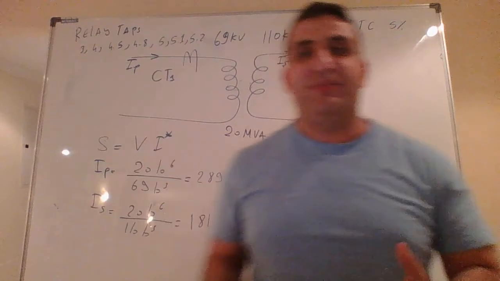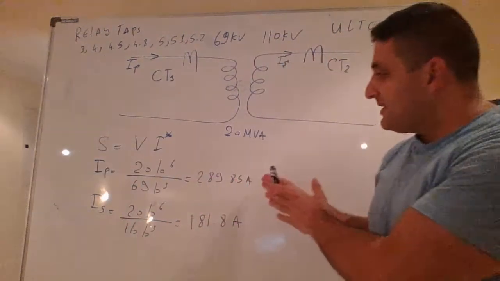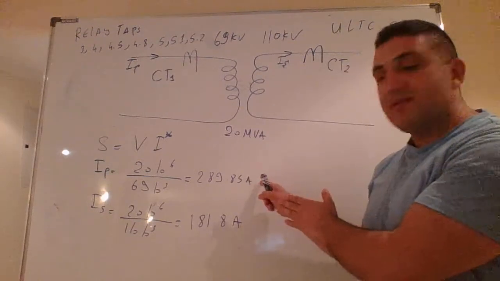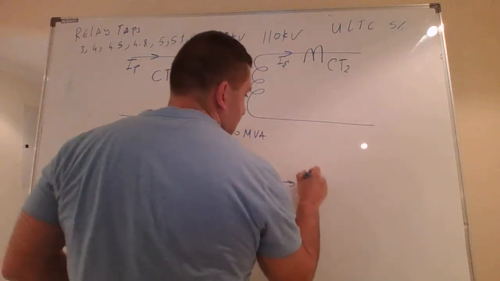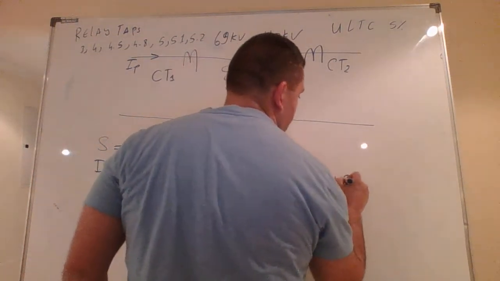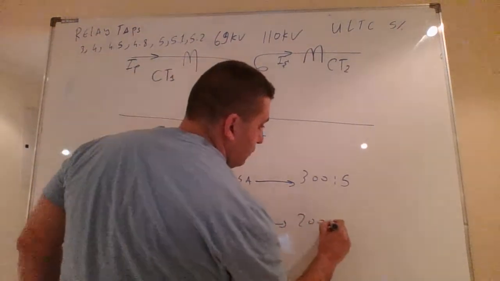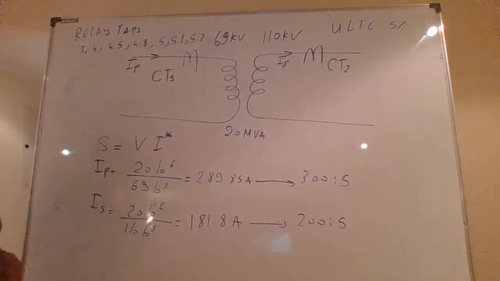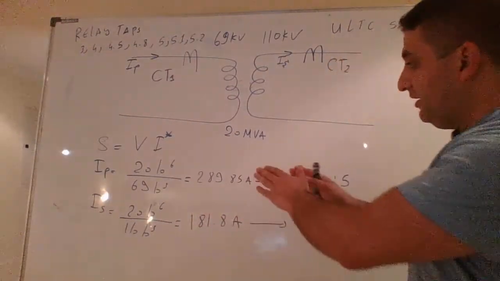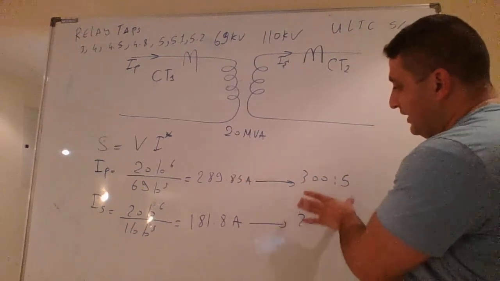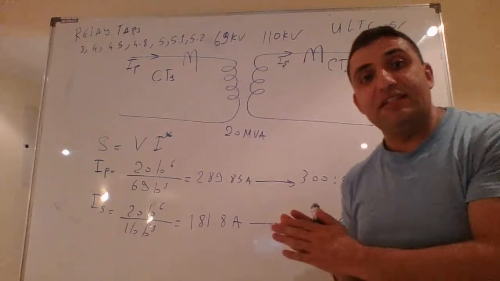From our CT chapter, what can we determine now? It's clearly shown that for the primary, for CT1, I need a CT ratio of 300 to 5. And for the secondary, I need 200 to 5. If you need information on how we obtain 300 to 5 and 200 to 5, please revise the CT chapter.